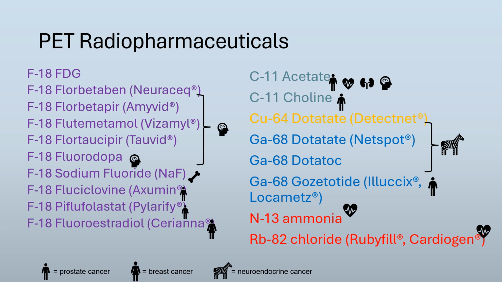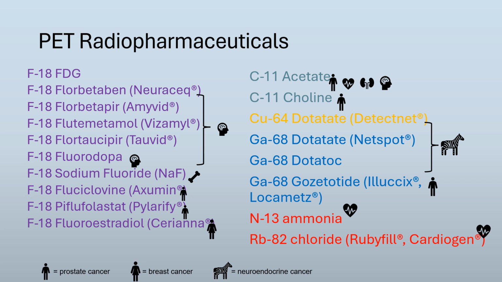And these are the radiopharmaceuticals. I have little icons by them to help you understand their use. FDG has no icons by it because it has a wide variety of uses in neurology, oncology, cardiology, and infection inflammation imaging. It's used for a lot of different things. The F18 florbetaben all the way through fluorodopa, those are all used for neurology imaging in different ways. F18 sodium fluoride is used for bone imaging.